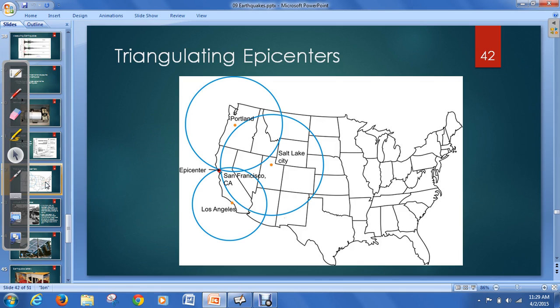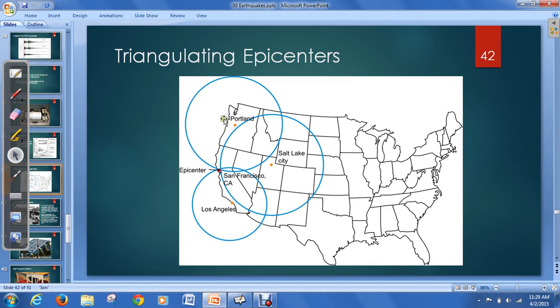Once those seismographs actually get a reading of how strong the earthquake is, then they have to find its position by triangulating the epicenter. What happens is, let's say you have the seismograph in Portland and it measures a 4 on the Richter scale, and the one in Salt Lake City measures a 5, and the one in San Francisco measures a 6. Well, all these scales are getting different numbers, but that's a good thing. It means the epicenter isn't exactly in that location. We can use what's called triangulating.